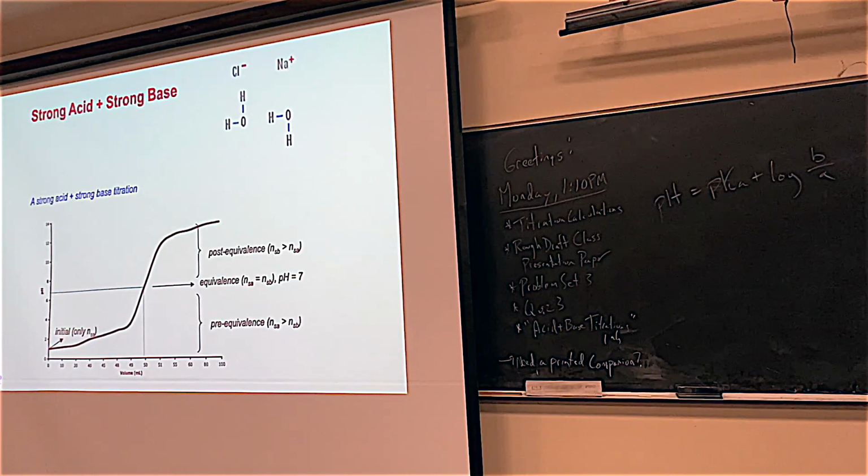So everything before that middle point of the steep part will be the pre-equivalence region, where the moles of strong acid are greater than the moles of strong base, and everything past will be post-equivalence. The moles of strong base now dominate over the moles of strong acid.